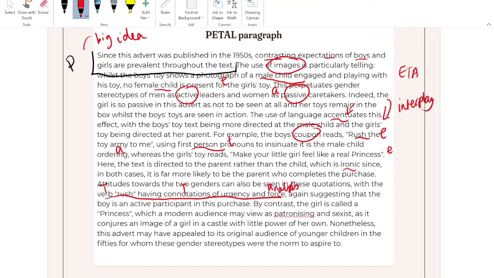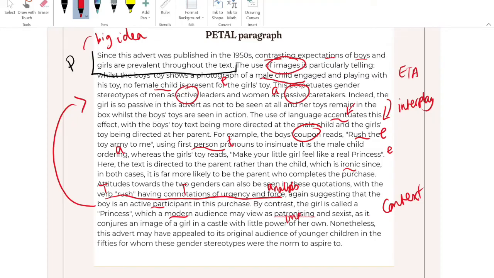And we're linking all of that back to this active participant. So we're showing how the text creates the same meaning as the images. And we're also thinking about context of reception versus context of production too. How a modern audience would see this text versus how an audience in the 1950s would see it.